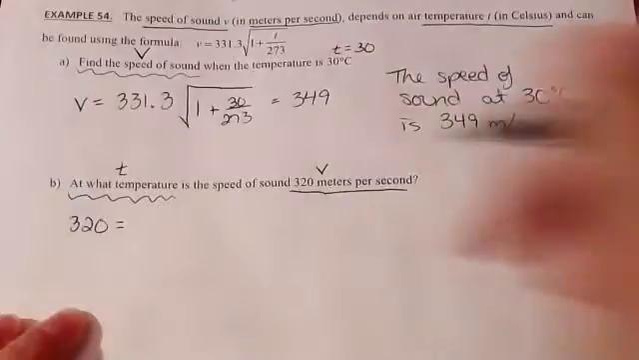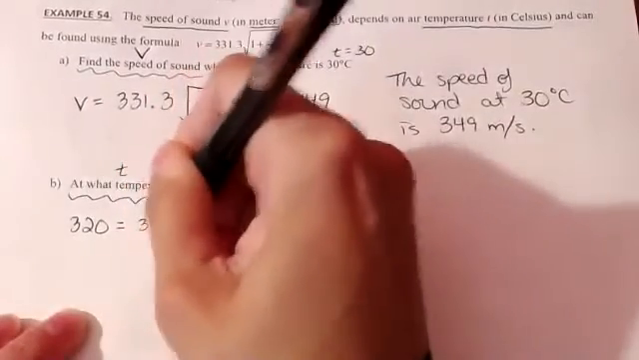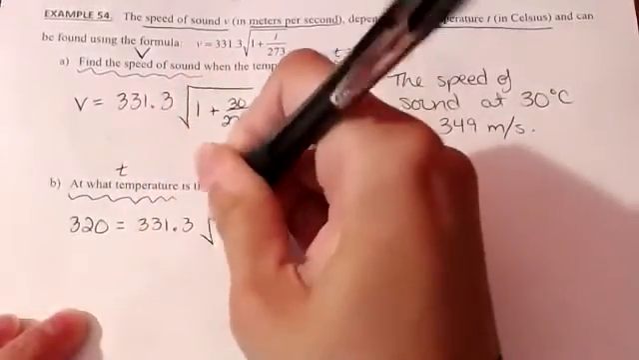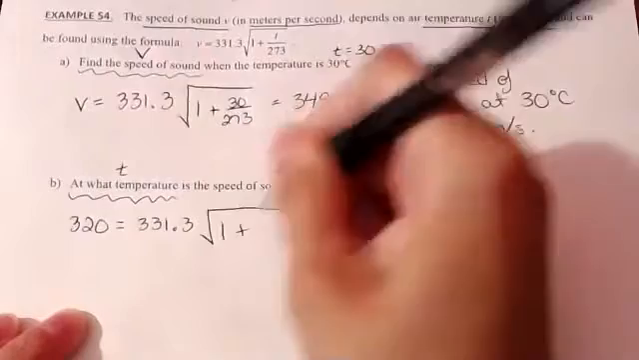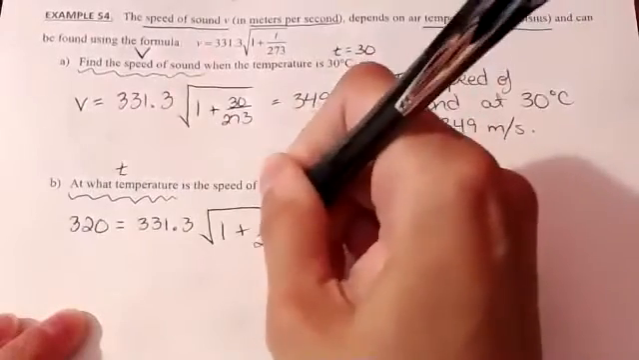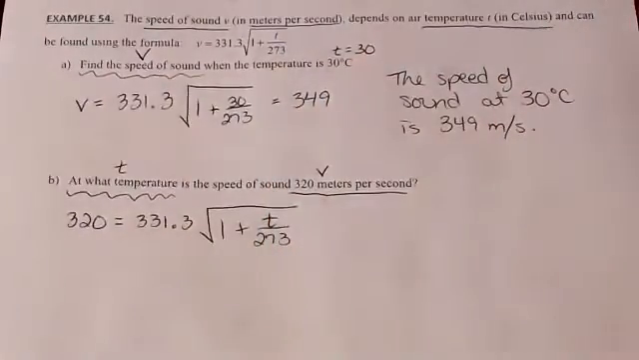And then we have the rest of the equation. So 331.3 square root of 1 plus T over 273. Very nice.